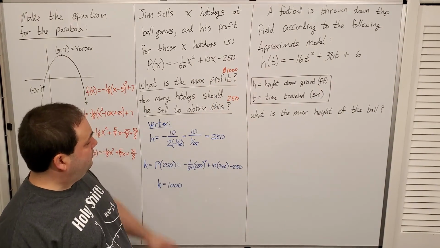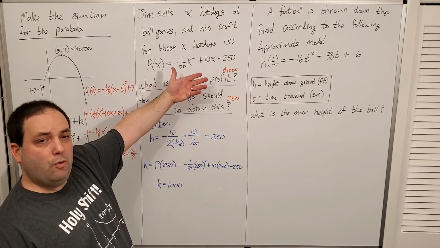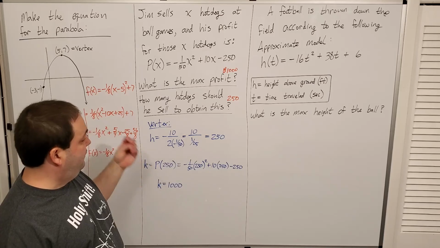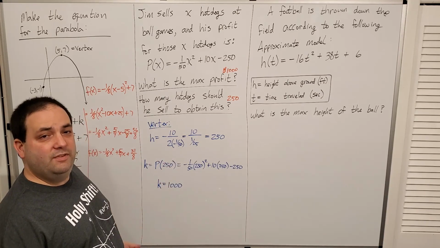Okay? So you can easily answer a maximum problem when you know you have a parabola facing downward like that. You just find the vertex, and then you have to distinguish which one is asking for which piece of information.